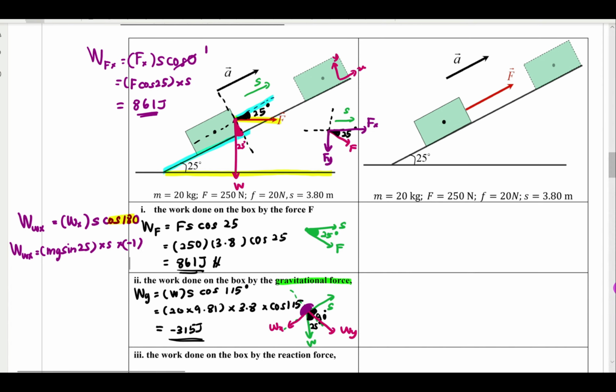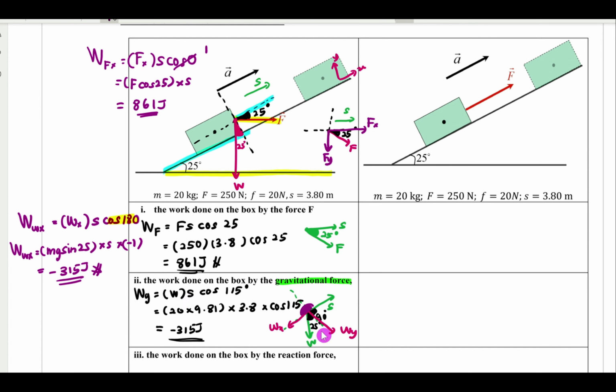Okay, so bila kita masukkan nilai dia, mg sin 25, okay, you masukkan, you akan dapat sama, negative 315 joule. Okay, make sure masuk tu betul lah. Kira tekan calculator pun betul. Make sure your calculator is in degree mode, not in radian mode. Alright. So, if you prefer the first method, means that you just take the angle between S. S is in this direction, up inclined plane. Okay. And W is straightly downward. So, the angle between them is 115 degree. So, here you should use W.